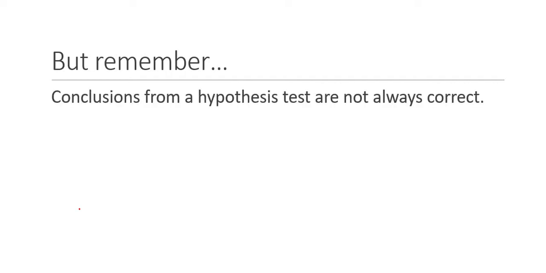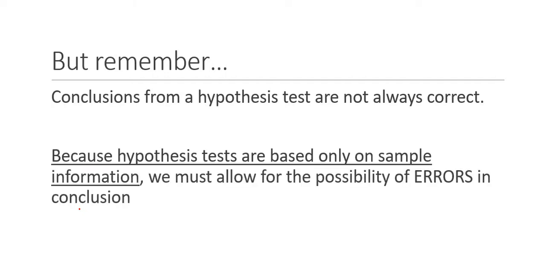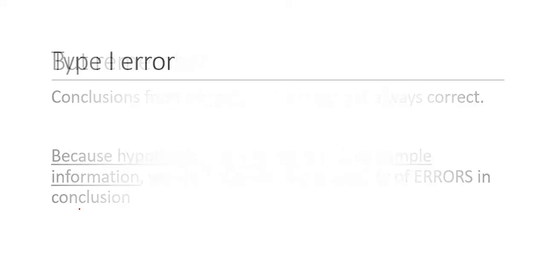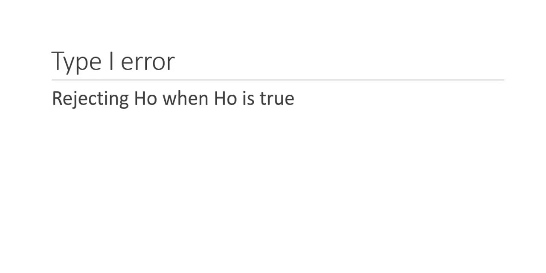In the last video, we were reminded that conclusions from a hypothesis test are not always correct. Because hypothesis tests are based only on sample information, we must allow for the possibility of errors in conclusion. And we have two different types of errors in hypothesis testing. The first one is the type 1 error. This is the error when we reject the H0 when H0 is true.